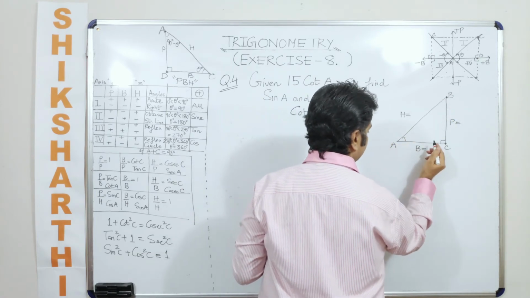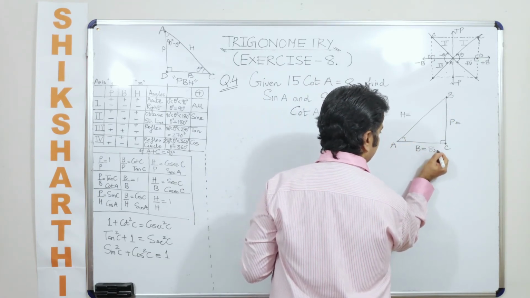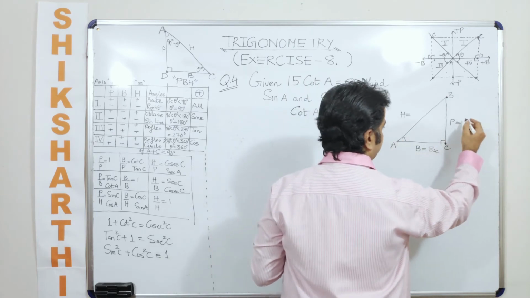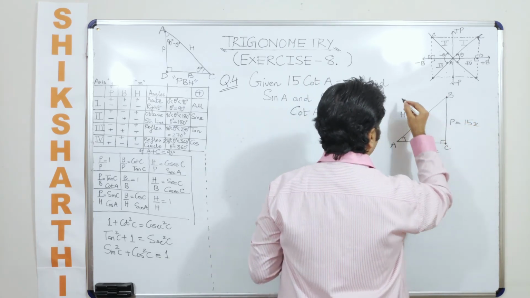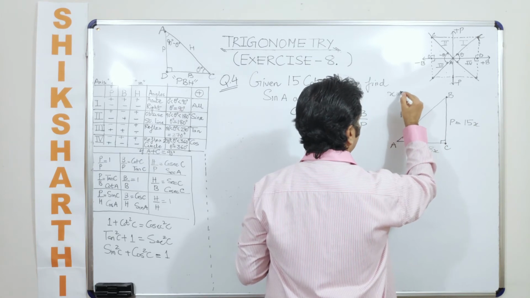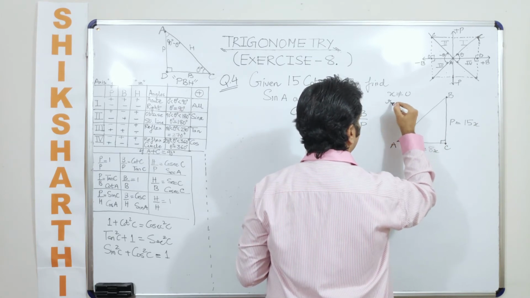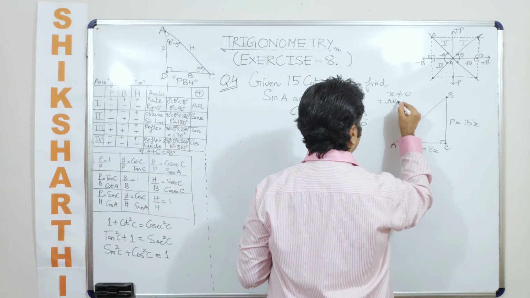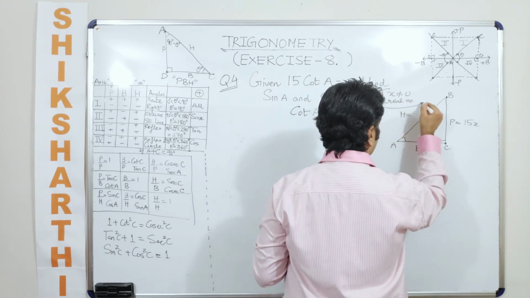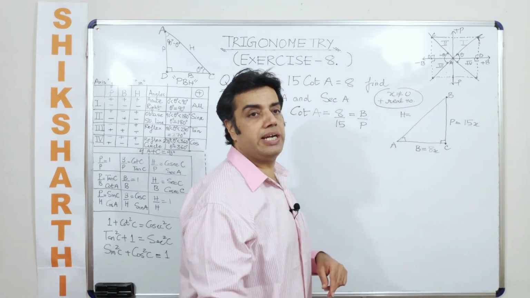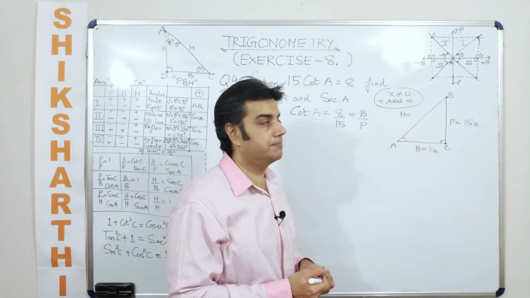So what is the value of base here? Let us say the value of the base here is 8x. What is the value of the perpendicular here? The value of the perpendicular here is 15x. Keeping in mind that x is a non-zero, positive real number. This is the additional condition which you need to write, otherwise you may falter.